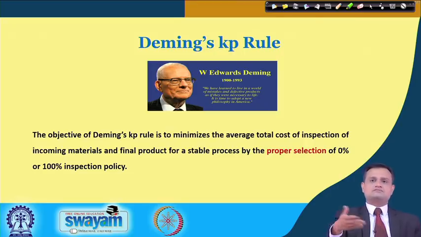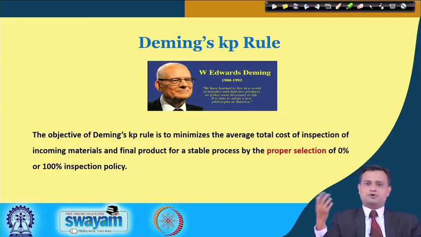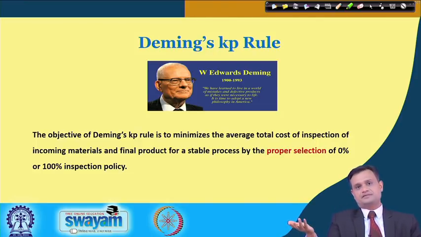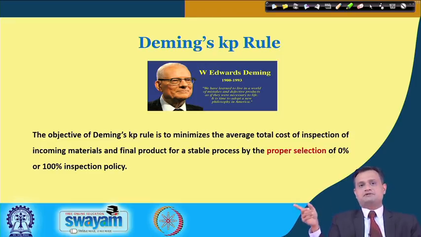Now the final topic we want to discuss in attribute sampling plans is the KP rule. Here Deming has proposed a KP rule which is a little bit different, and it basically tries to minimize the average total cost of inspection of incoming material and the final product for a stable process by the proper selection of 0% or 100% inspection policy. So here there are two issues when you want to use Deming's KP rule to decide about acceptance or rejection of the lot based on sampling.